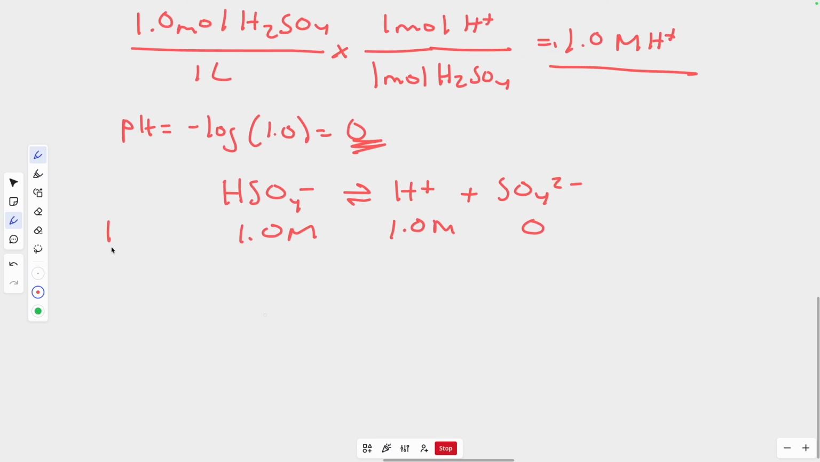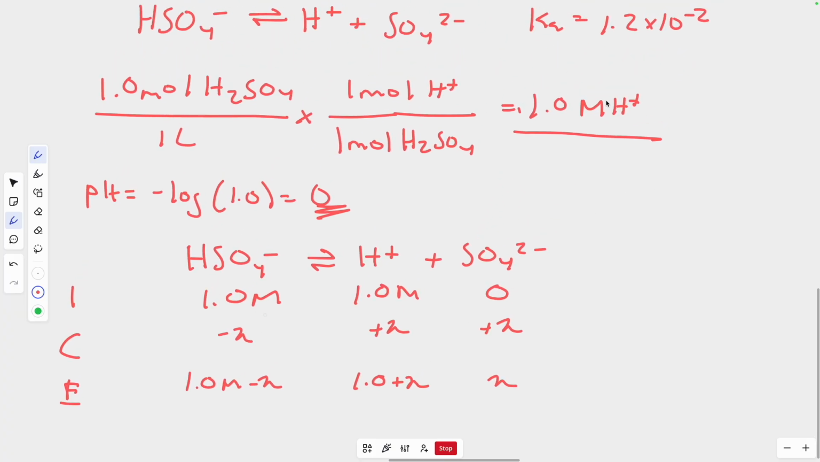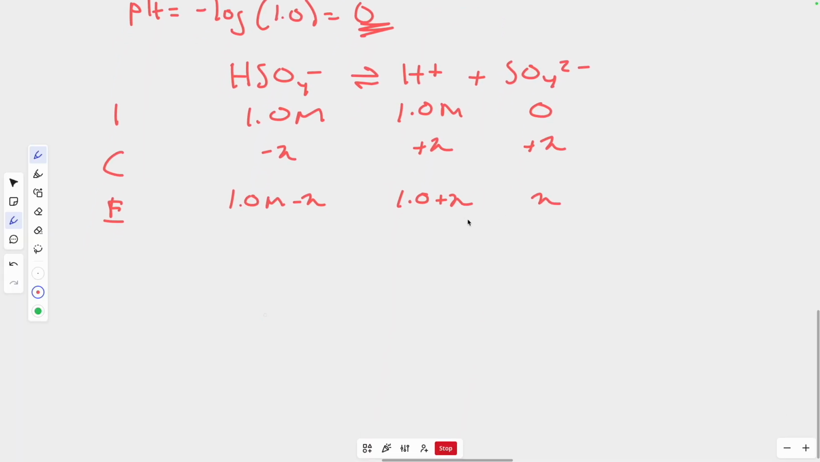So this is going to be our initial and then the change. Because we have 0 SO4 2 minus here, the reaction is going to proceed towards the products. So we're going to produce SO4 2 minus and H plus, and then we're going to lose HSO4 minus. And then for the equilibrium, it's going to be 1 molar minus X and 1 molar plus X. And then we have X here. So now we can use our Ka2 that they gave in the question, which is 1.2 times 10 to the power of negative 2, to find the value of X.